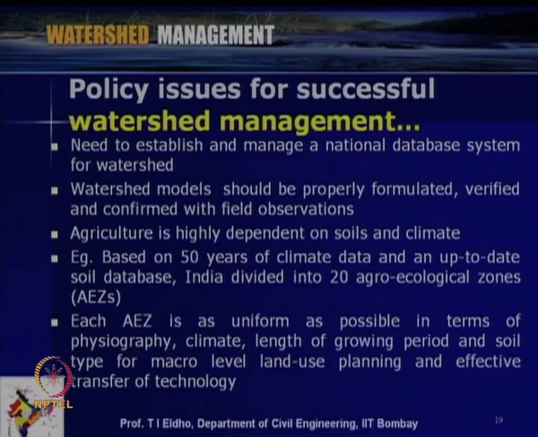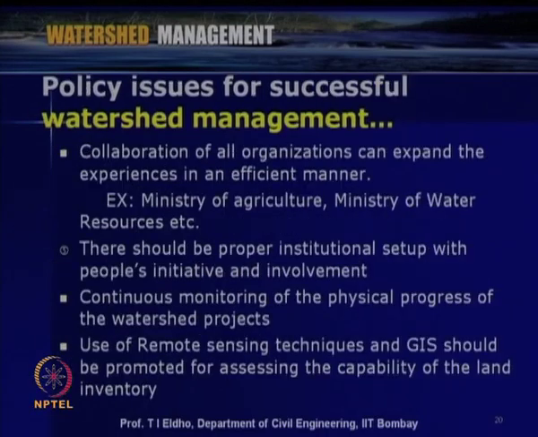The Ministry of Water Resources has done this agroecological zoning as far as India is concerned. So accordingly, 20 zones are given according to the various characteristics. So the zoning is done. For each zone we can have a separate watershed policy, and accordingly we can formulate the policy.